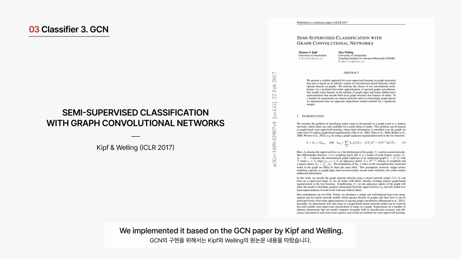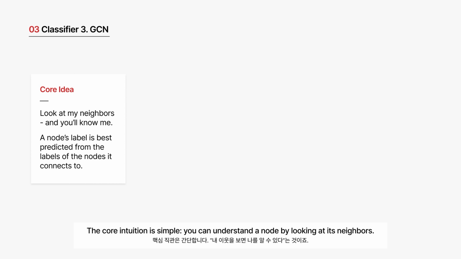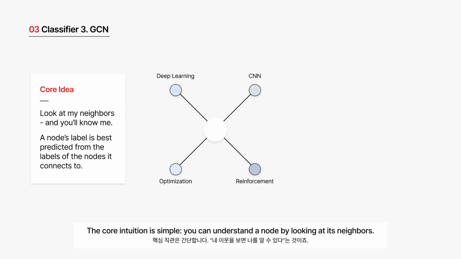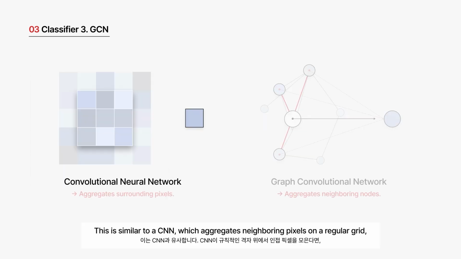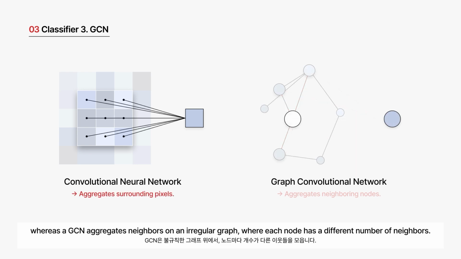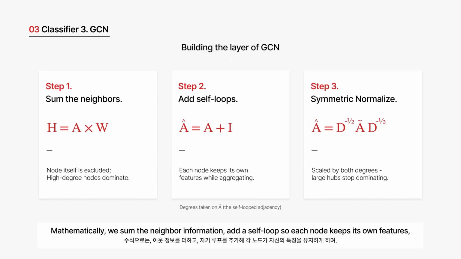We implemented it based on the GCN paper by Kipf and Welling. The core intuition is simple. You can understand a node by looking at its neighbors. A node's label is best predicted from its connected neighbors. This is similar to a CNN, which aggregates neighboring pixels on a regular grid, whereas a GCN aggregates neighbors on an irregular graph, where each node has a different number of neighbors.